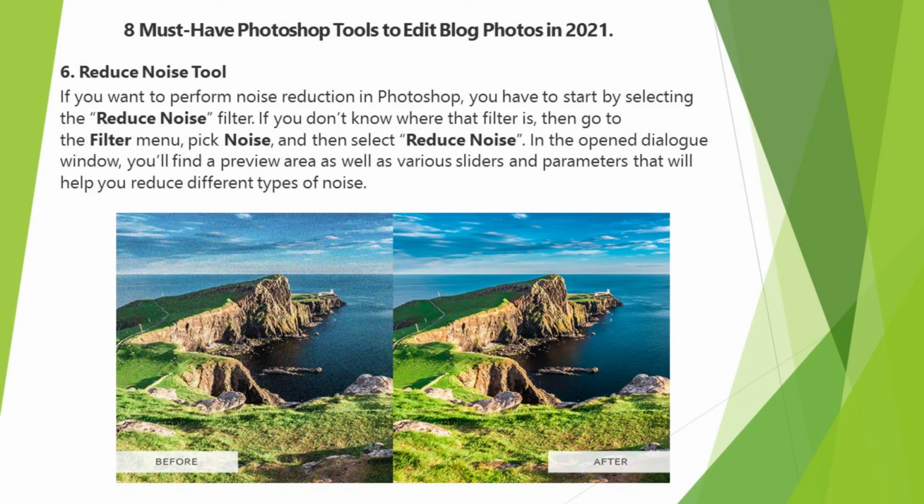6. Reduce Noise tool. If you want to perform noise reduction in Photoshop, you have to start by selecting the Reduce Noise filter. If you don't know where the filter is, then go to the Filter menu, pick Noise, and then select Reduce Noise. In the open dialog window, you'll find a preview area as well as various sliders and parameters that will help you reduce different types of noise.